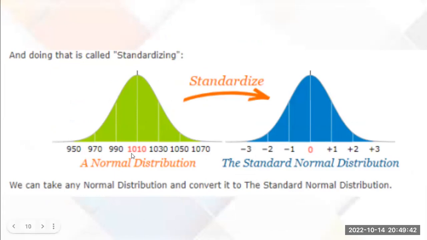So this is a normal distribution. Same as with the standard normal distribution, the peak of the curve is at the middle part. And this is the average or the mean. But the number line at the bottom is the normal values: 950, 970, 990, 1010, 1030, 1050, and 1070. It can be converted into standardized form. That's 0, 1, 2, 3, and then 0, -1, -2, -3.